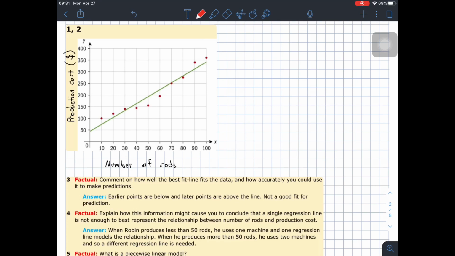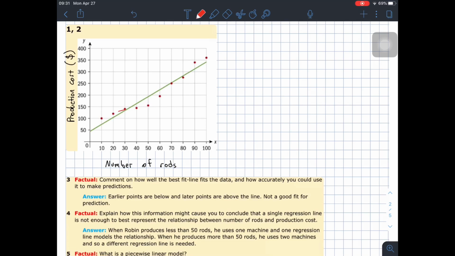Earlier points are below and later points are above the line. Not a good fit for prediction. Okay, so what this actually means is that maybe there's another line of best fit or a set of lines of best fit that could fit this information better.